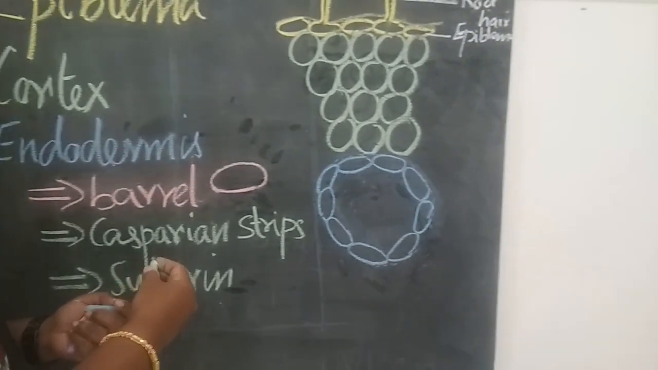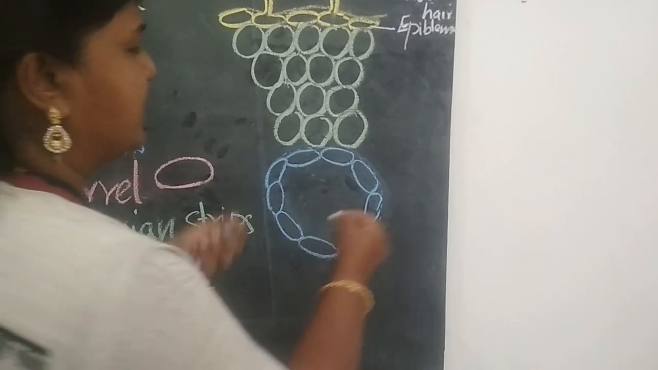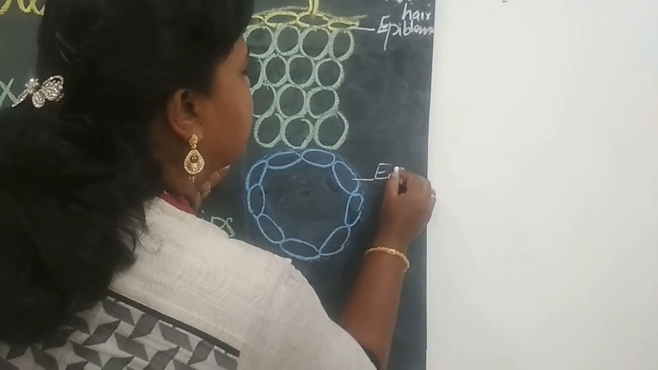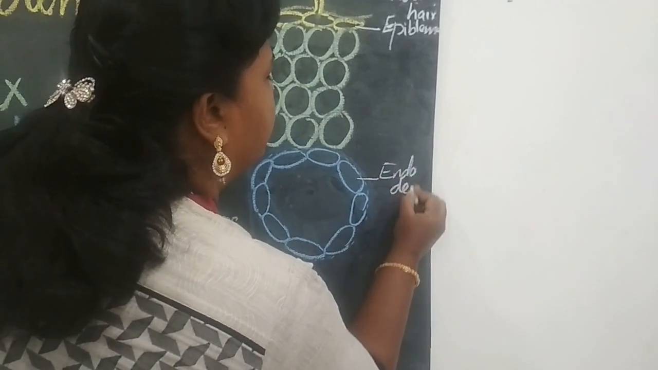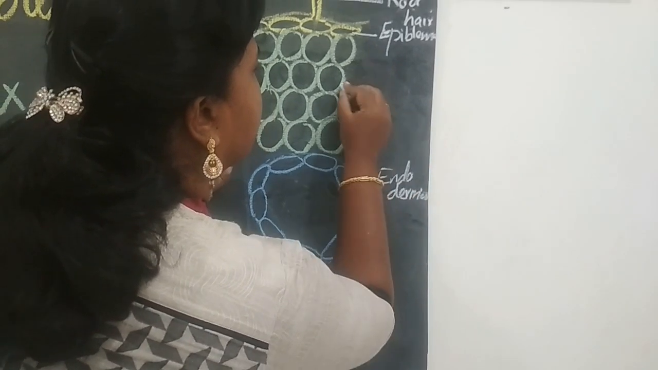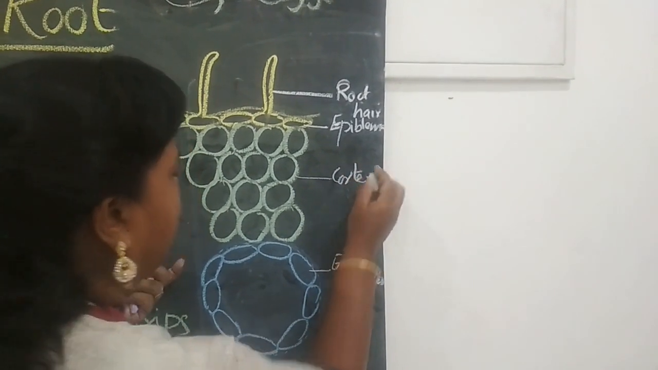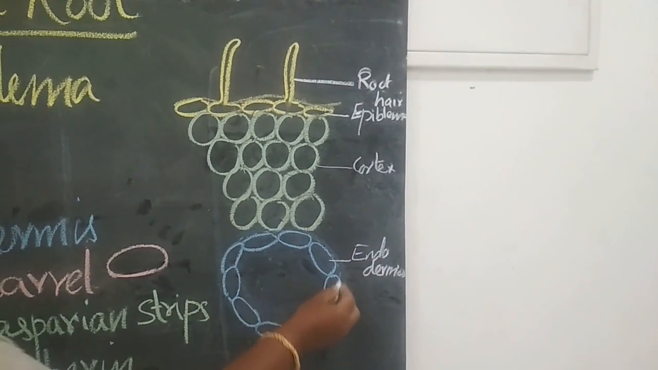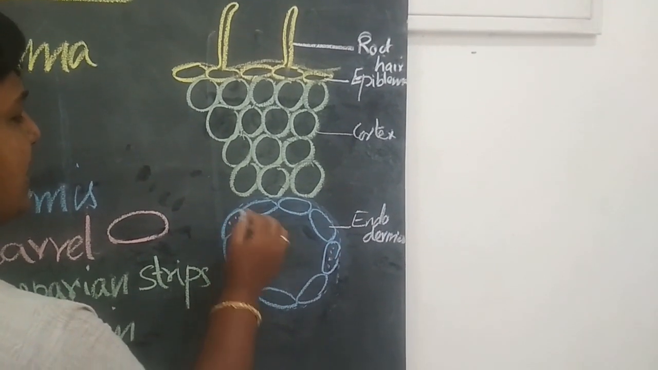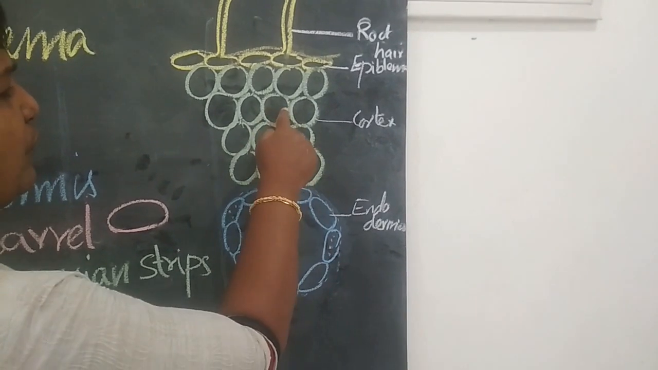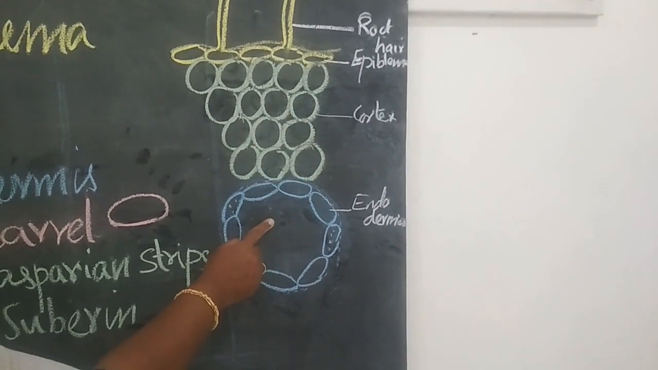And here there are few passage cells. This is endodermis. There are few passage cells, and these passage cells help in the passage of water from the cortex to the xylem.